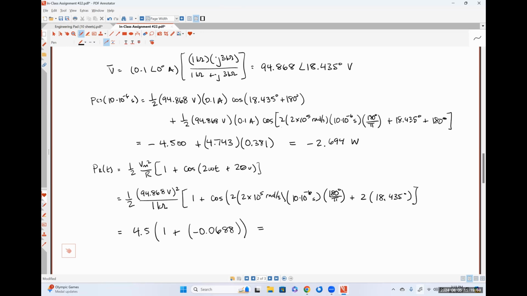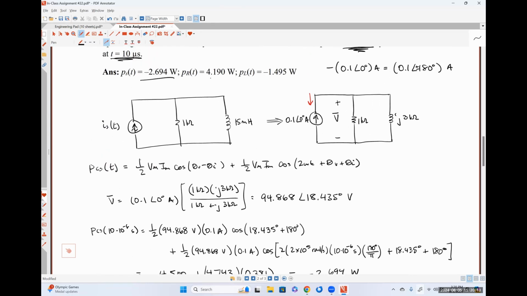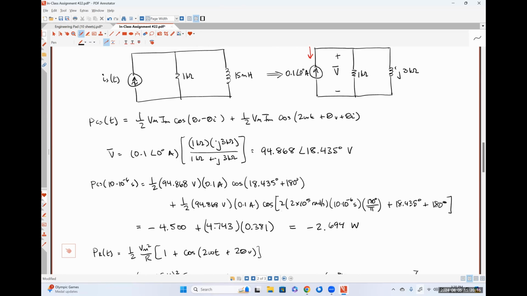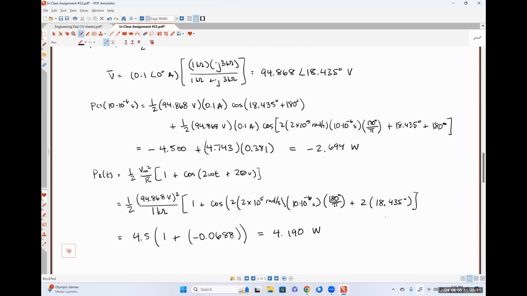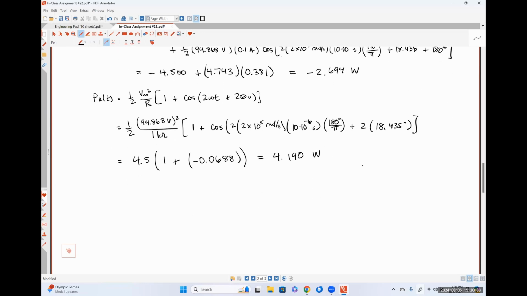All right, so let's see. 1 plus answer times 4.5 gives me 4.190 watts. And there we go. Any questions on our calculation for the power absorbed by the resistor? All right, so you guys tell me what my equation that I should use for the inductor is.